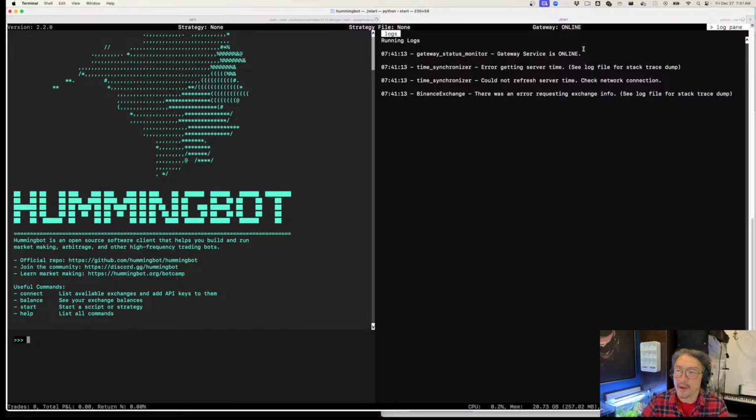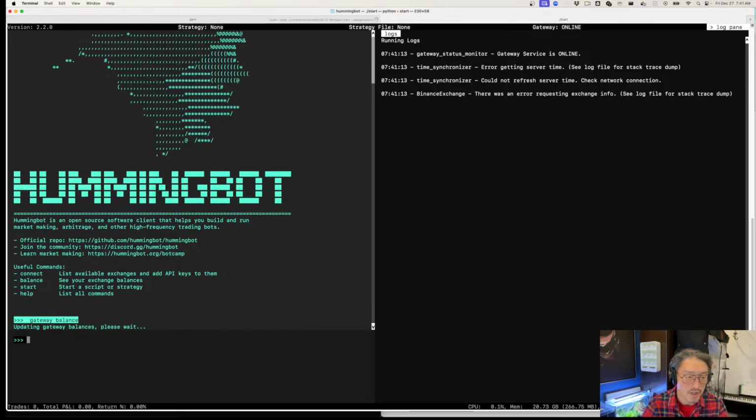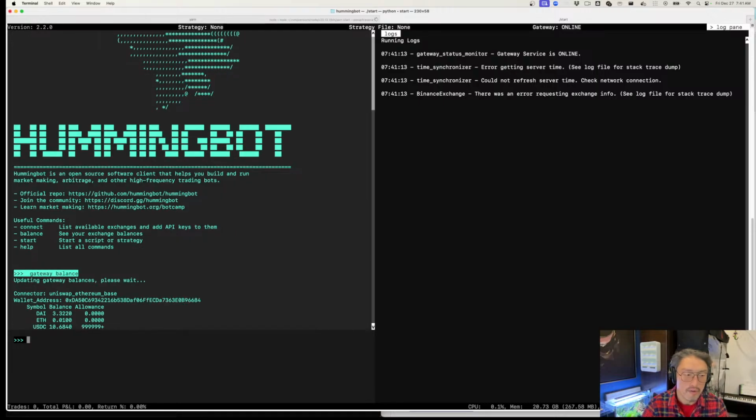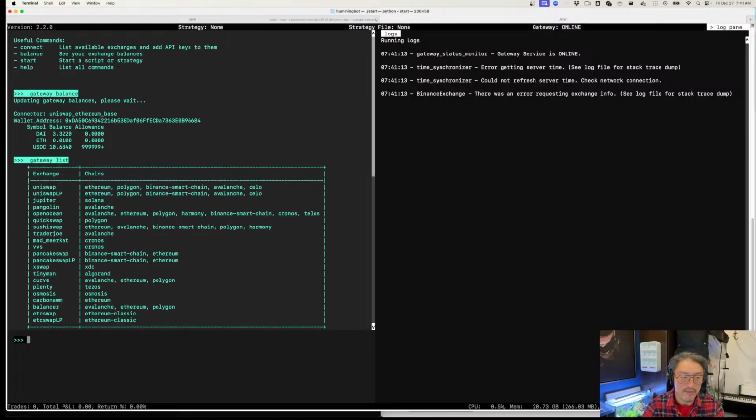now we can see that Gateway is online. So now Hummingbot and Gateway are connected. Now we can do a gateway balance and check the balance of the wallets we've set up. Just like last time, we only set up this Uniswap Ethereum connector. But now if we do gateway list, we see that the Jupiter connector is now available. We can connect to it using the Solana blockchain.